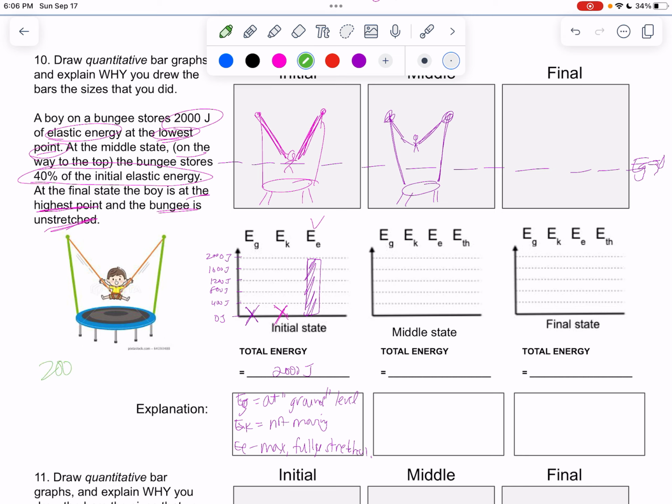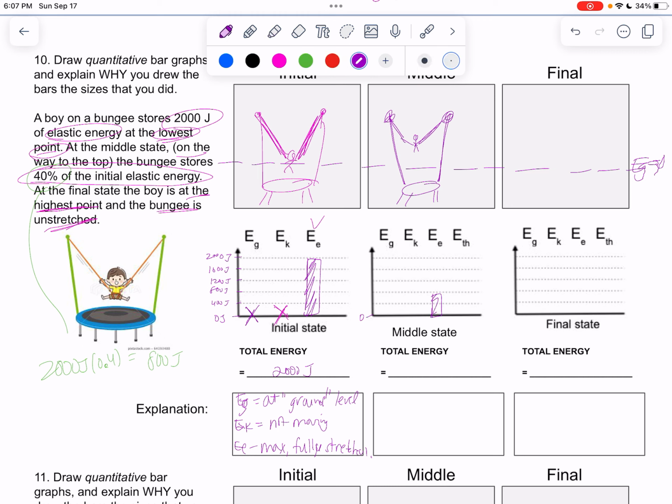So 2,000 joules. 40%, right? 40% means 0.4 in decimals. So that means that's going to be 800 joules of elastic. Or that's also 2/5, 4/10. So I can look at my picture too, oops, wrong column, and I can see where I want to draw that.